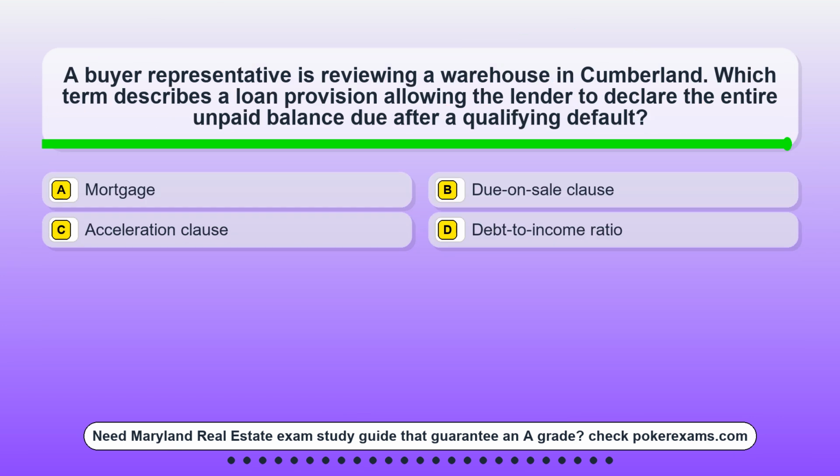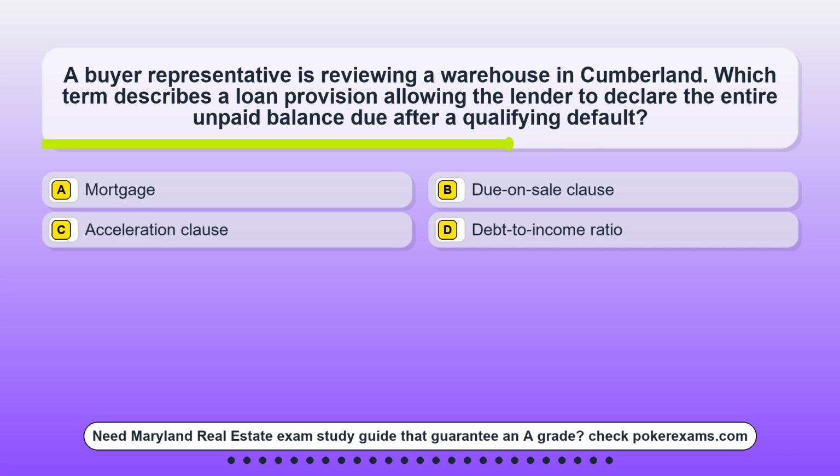Question 23. A buyer representative is reviewing a warehouse in Cumberland. Which term describes a loan provision allowing the lender to declare the entire unpaid balance due after a qualifying default? Option A, mortgage. Option B, due on sale clause. Option C, acceleration clause. Option D, debt to income ratio.